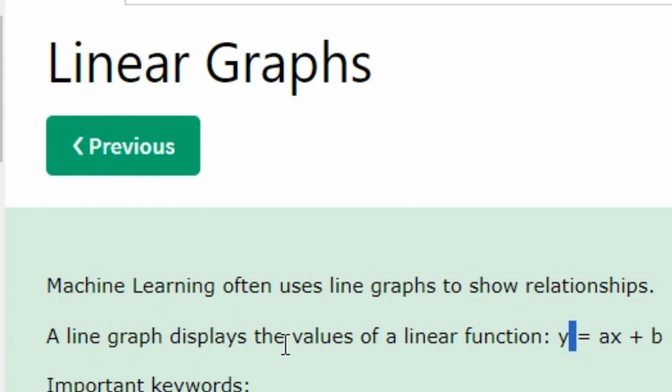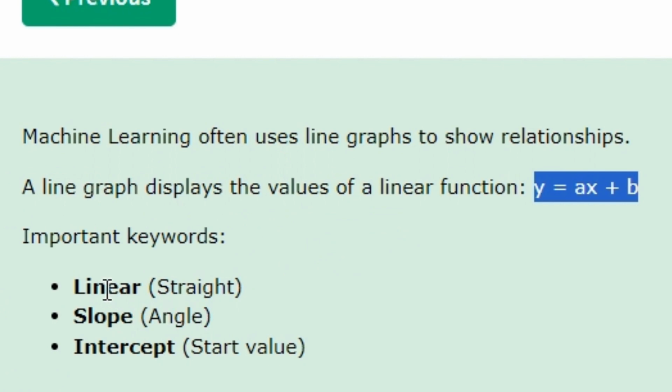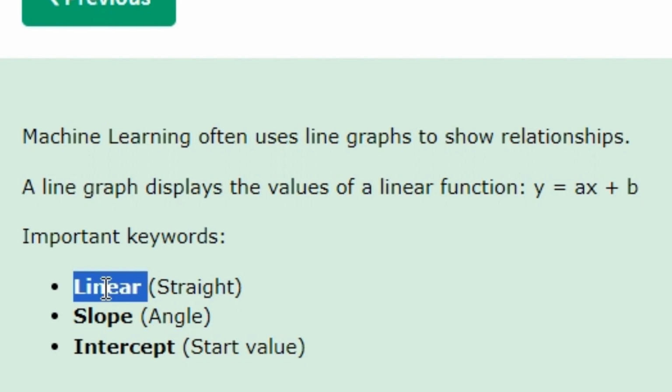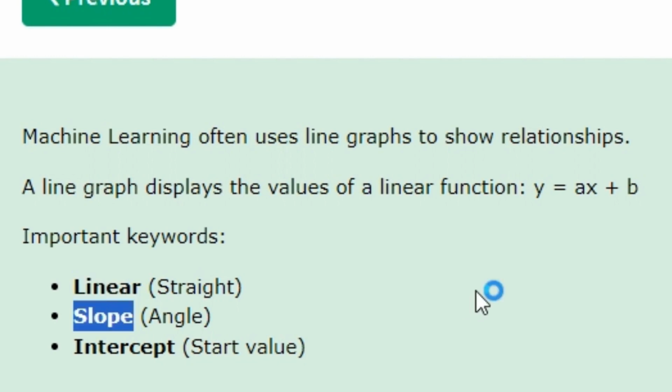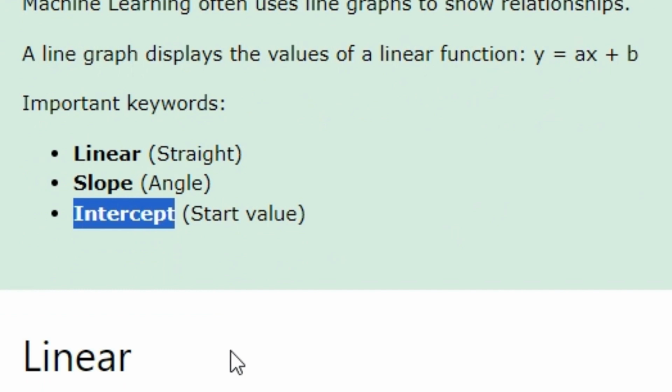A line graph displays the values of a linear function. There are two variables y and x, and this is the relation y equal to ax plus b. You know it. This is the equation of a straight line. In this chapter, important keywords are linear, slope, intercept. Linear means straight, which follows a straight line. Slope is angle, the angle between the line that we are creating and the axis. Intercept is the start value. We'll understand that in detail.